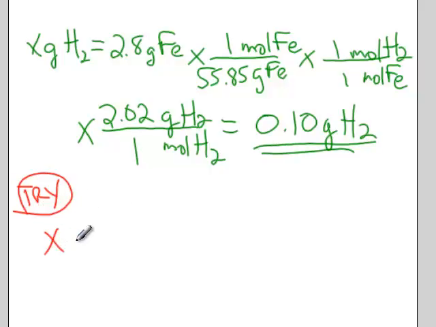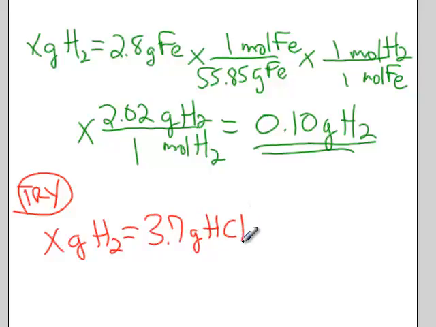Try this one. How many grams of hydrogen could have come from the other reactant? 3.7 grams of HCl. If you work through this, you're going to have very similar steps to what we just had, but obviously molar masses will be different, and you will get the same answer, 0.1 grams of hydrogen.